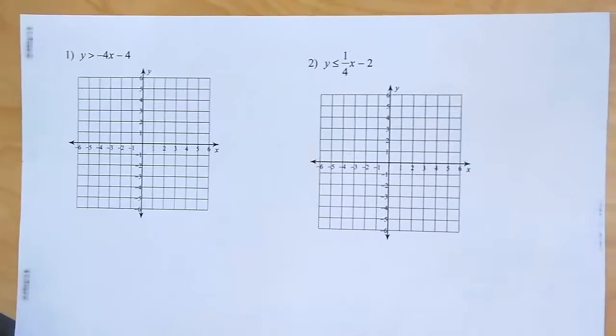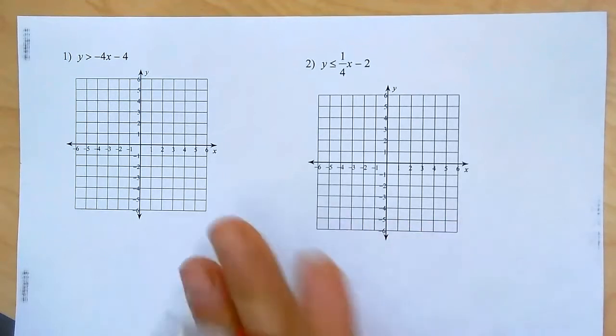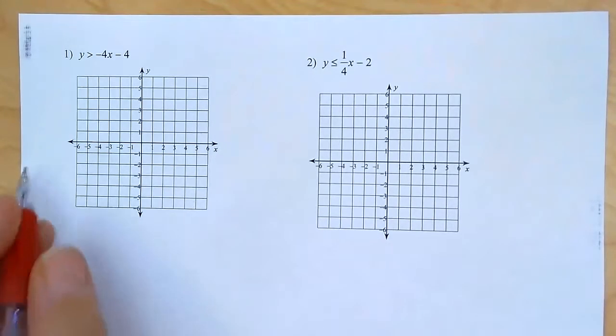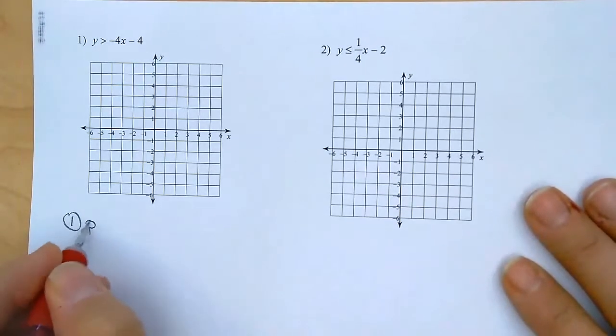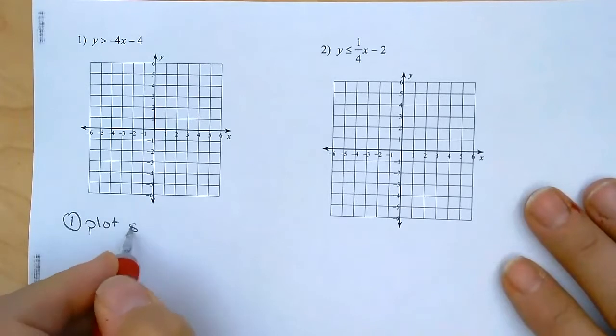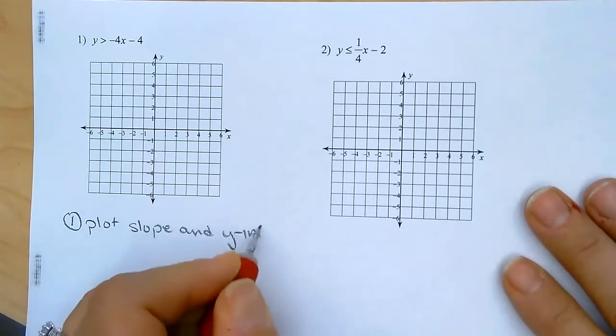Alright, this is the review for graphing linear inequalities. To graph linear inequalities is really, if you can graph a line, you can do linear inequalities. So the first thing we're going to do is plot the slope and the y-intercept on our graph.